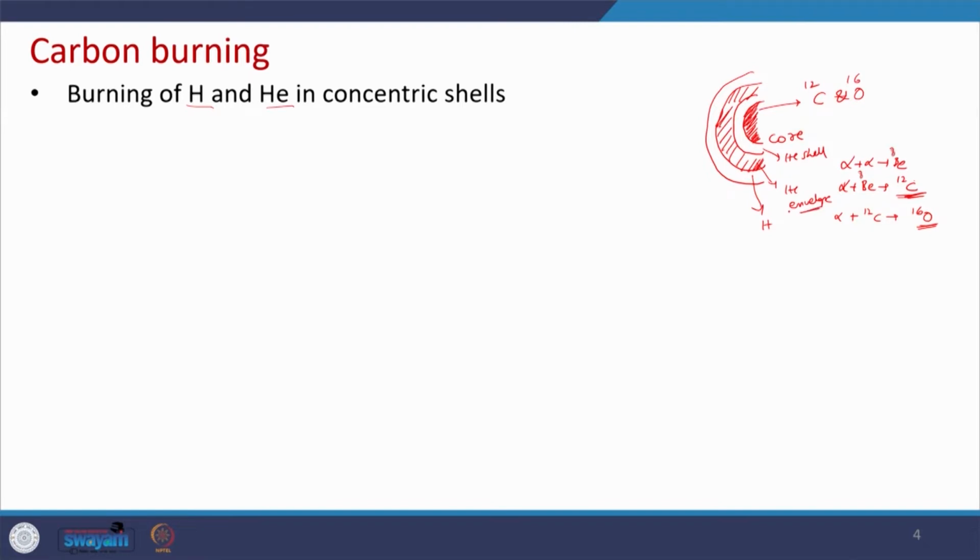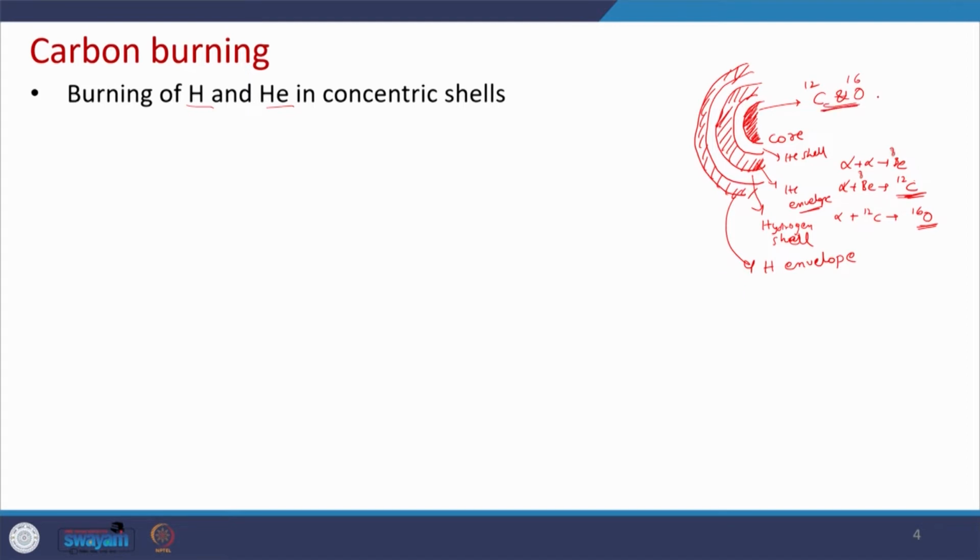Now, around the helium you always have this hydrogen shell, and then you have this hydrogen envelope. So, this dashed region is the hydrogen envelope, and this is the hydrogen shell basically. So, burning of hydrogen and helium continue around the core within which we have carbon and oxygen.